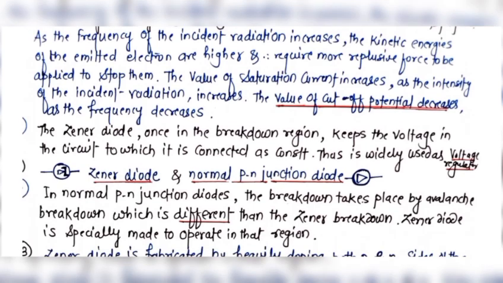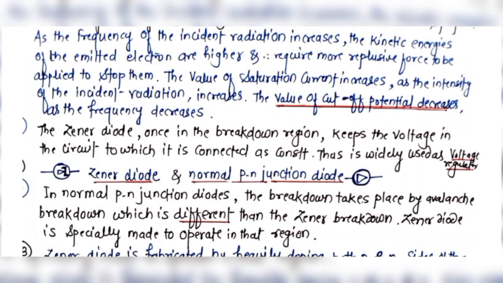As the frequency of the incident radiations increases, the kinetic energies of the emitted electrons are higher and therefore require more repulsive force to be applied to stop them. The value of saturation current increases as the intensity of the incident radiations increases. The value of cutoff potential decreases as the frequency decreases.